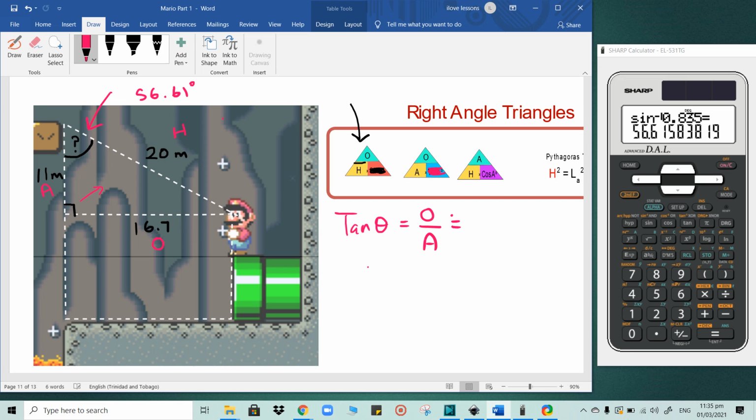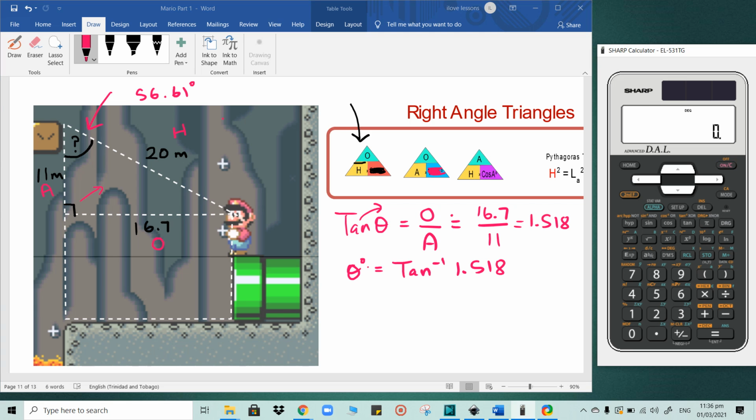So the opposite side is 16.7 and the adjacent side is actually 11. So let's divide that. 16.7 divided by 11, and we get roughly 1.518. I just want to prove a point. When we get this, we have to tan inverse the answer. So to get the angle, we throw across the tan, and it's tan inverse 1.518. So let's try that. Second function, tan 1.518, and we get roughly the same answer. Look at it, 56 point something. The only reason we're getting slightly different answers is because I'm rounding off a little bit.